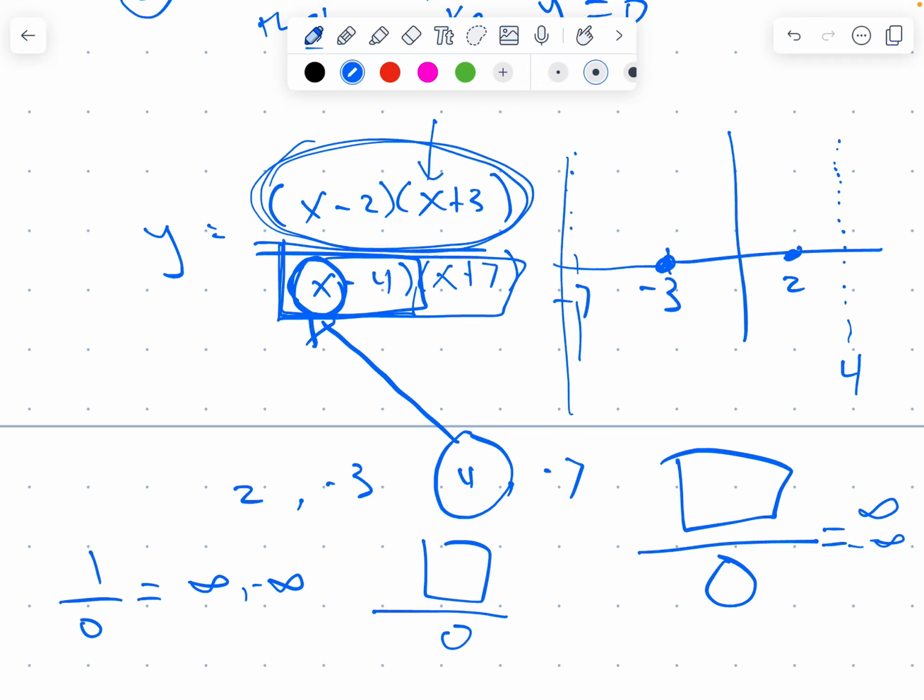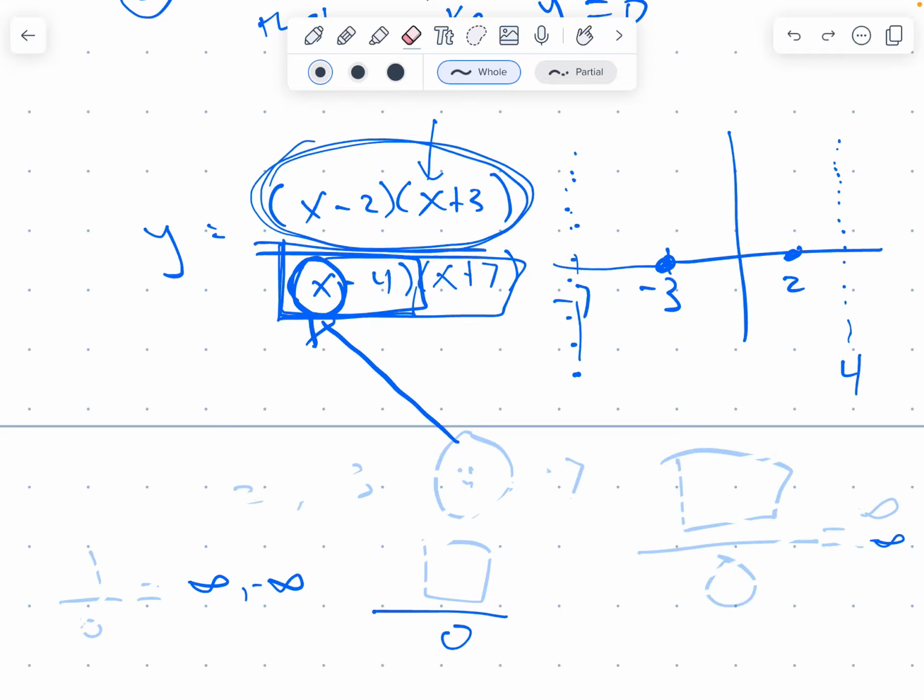All right, and so then what we did in the last video is we tested values in between each of those critical points to test if it's positive or negative. And depending on whether it's positive or negative, that's going to affect the shape of the graph. So let's go ahead and just walk through that process really quick just to finish up this review.